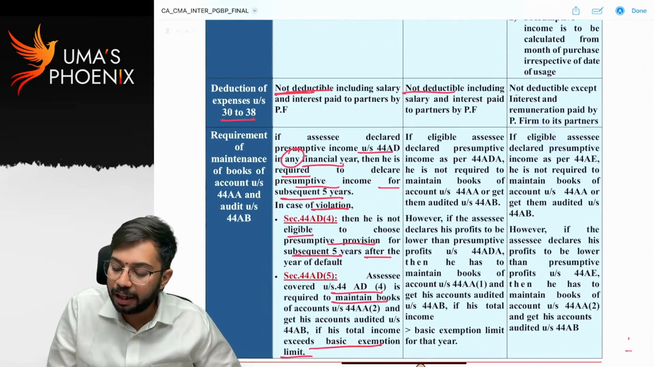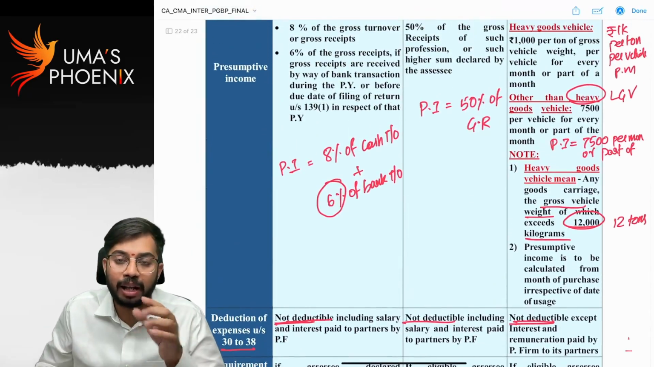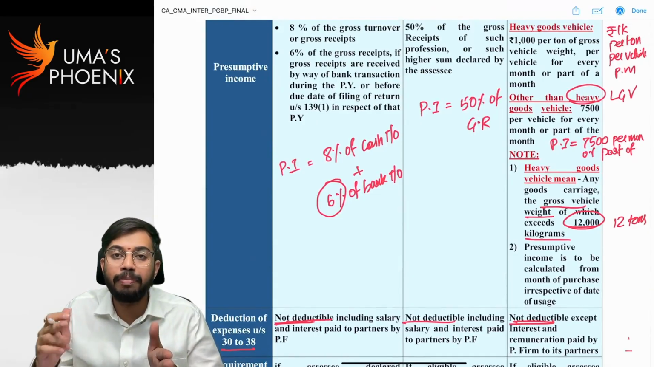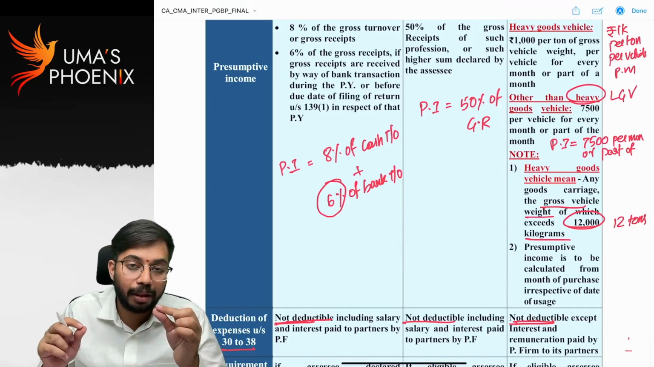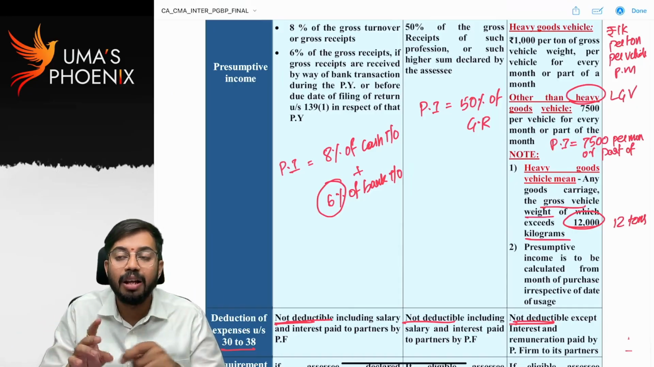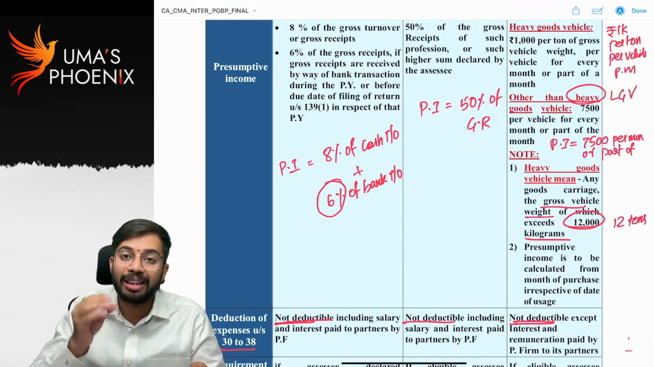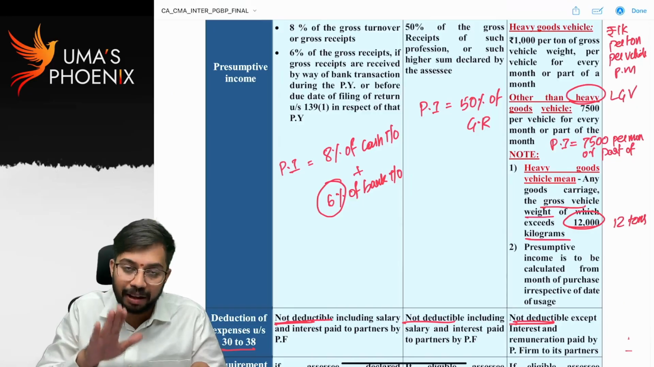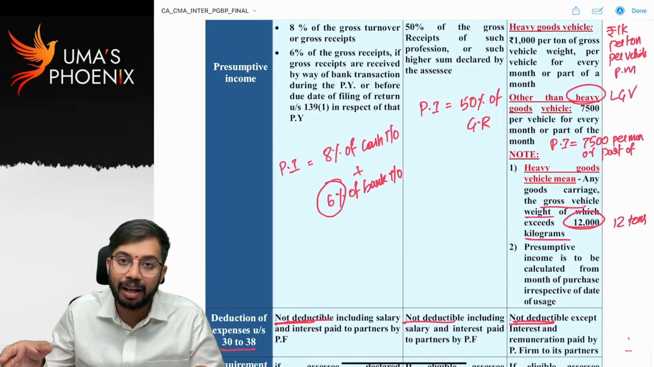Expenses under section 30 to 38 are not deductible. Here, I wanted to tell one another point. Vehicle purchased in the month of June, but vehicle was used from the month of August. Presumptive income is to be calculated from the month of June only. That means the month in which you are purchasing the vehicle, from that month only you will calculate presumptive income for that vehicle irrespective of the usage.